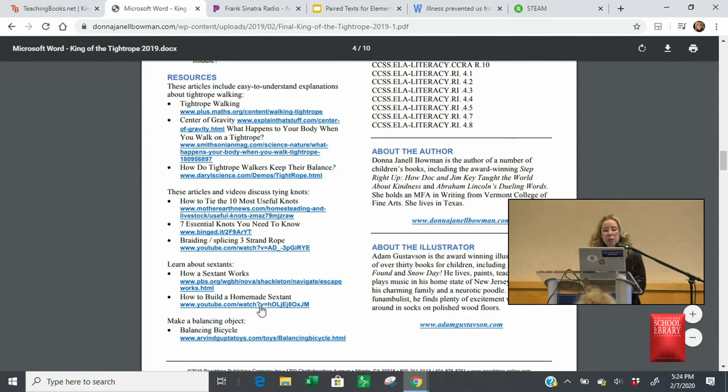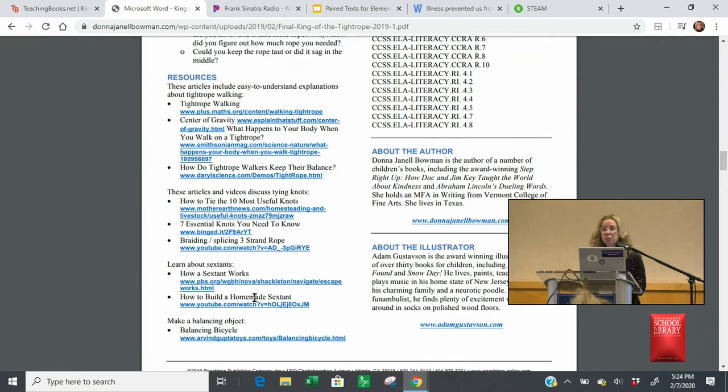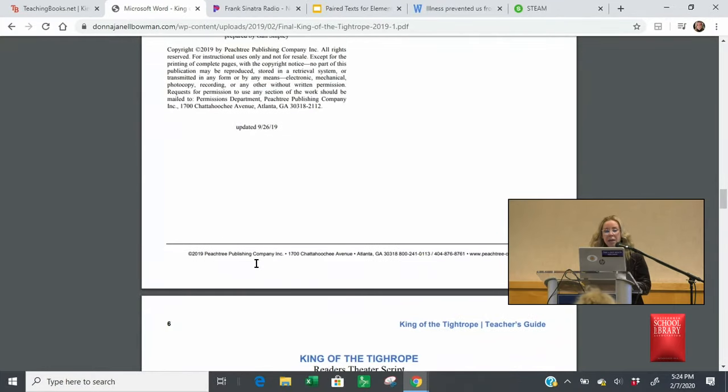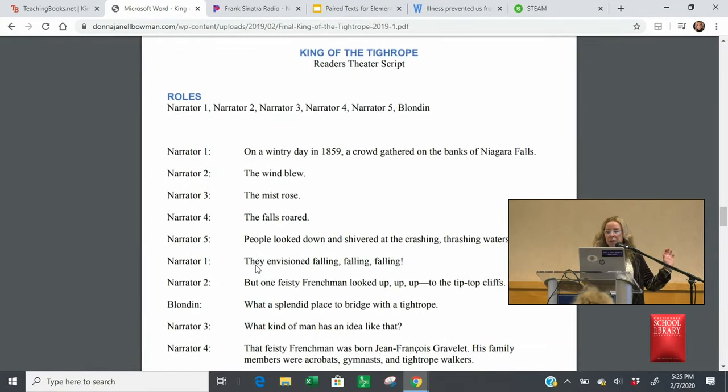There are other resources, like how do you use a sextant, because he used scientific equipment to decide where to put the rope. How many guidelines did he need? How thick was the rope supposed to be? And then, wait for it, it's a reader's theater script. So there are 5 narrators plus Blondin, and so you can divide your kids up and do a reader's theater script in the library or in the classroom and go over what happened in the story.